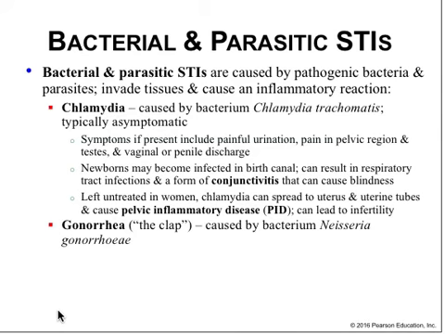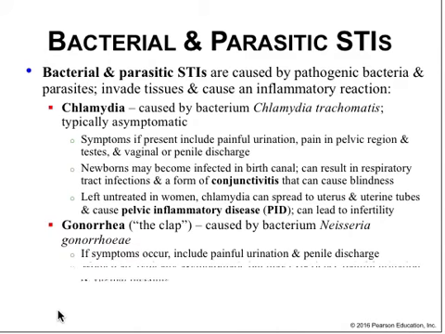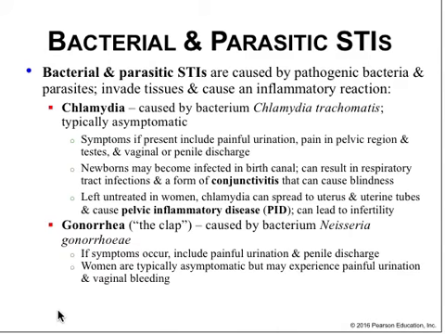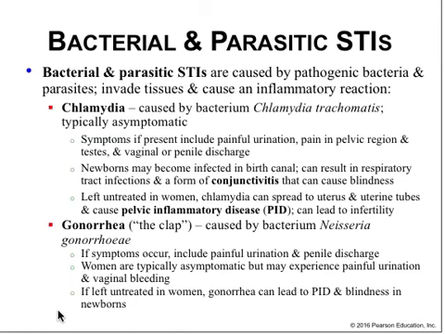Gonorrhea is caused by the bacterium Neisseria gonorrhoeae. If symptoms occur, they include painful urination and penile discharge. Women are typically asymptomatic, but may experience painful urination and vaginal bleeding. If left untreated in women, gonorrhea can lead to PID and blindness in newborns.